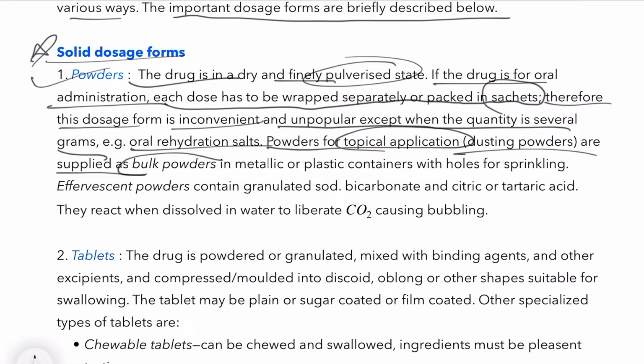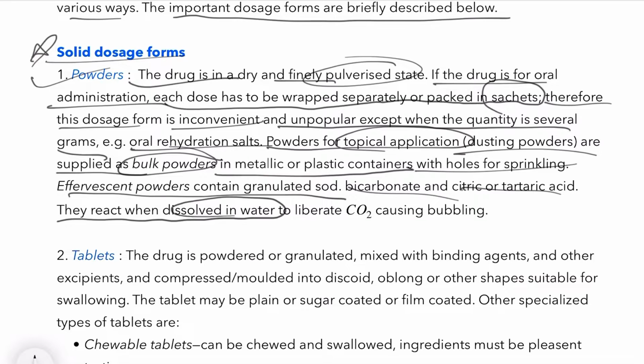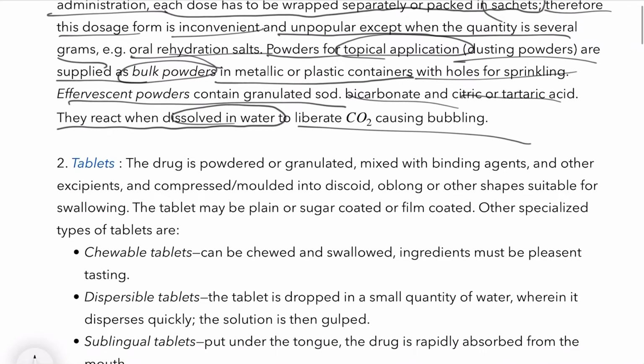Dusting powders are supplied as bulk powder in metallic or plastic containers with holes for sprinkling so that you can easily take it. And effervescent powders contain granulated sodium bicarbonate, citric acid or tartaric acid, and they react when dissolved in water and liberate CO2, causing bubbling. So this was about the powder form.